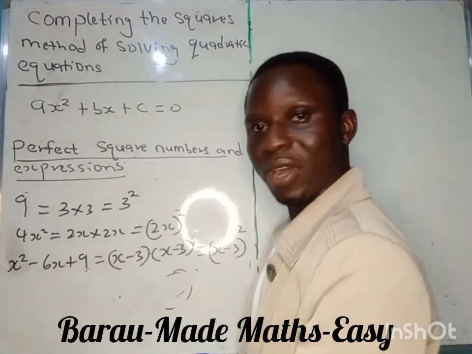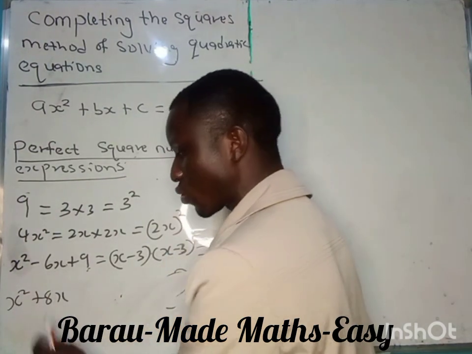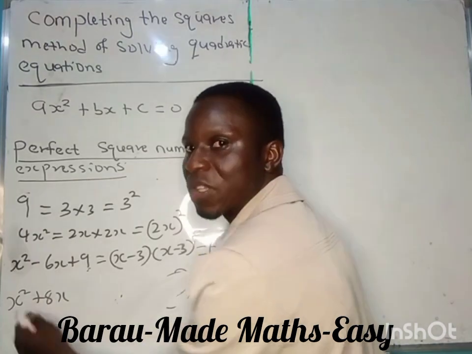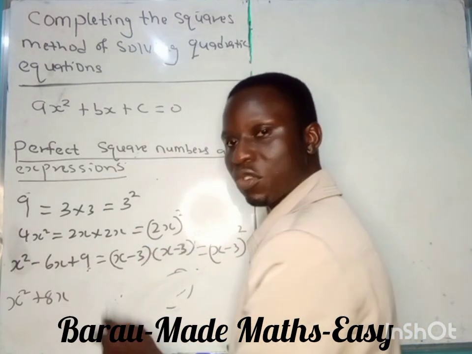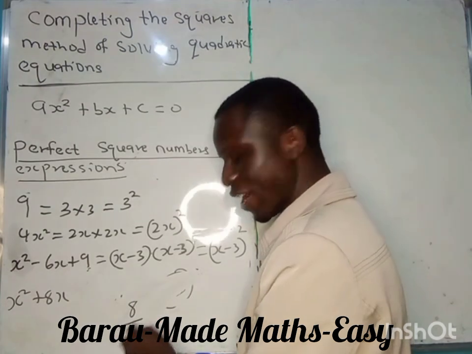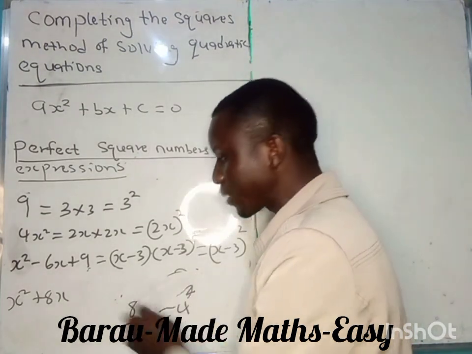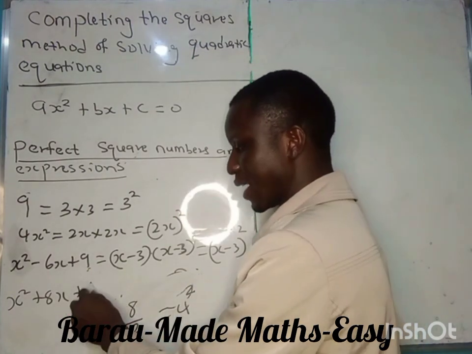So suppose you are asked, what must be added to the expression x squared plus 8x? What are we going to add? Which constant are we adding to these first two terms to have a perfect square? All you need to do is to pick this number close to x, which is 8, and divide it by 2. You have 4. Square this 4. The answer you obtain is the number that should be added. So by the time we square 4, we'll have the answer as 16.